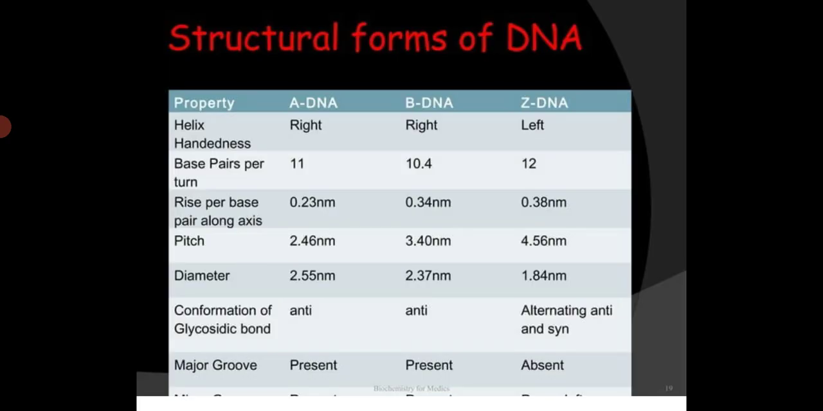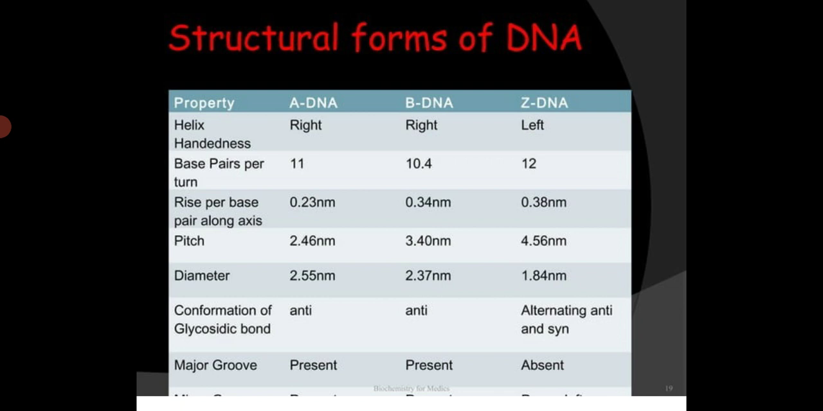Now, about the forms of DNA. The crystallographic structure of DNA shows three forms: A form DNA, B form DNA and Z form DNA. The B form DNA is the model proposed by Watson and Crick, and it has properties similar to the Watson and Crick DNA model. These are the properties of these three DNA: A DNA, B DNA and Z DNA.